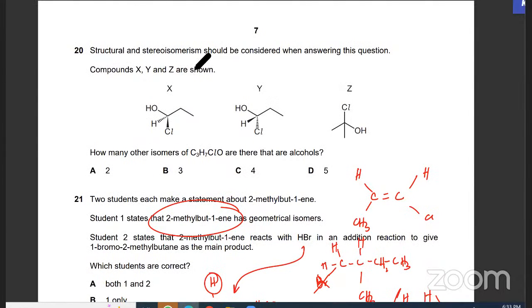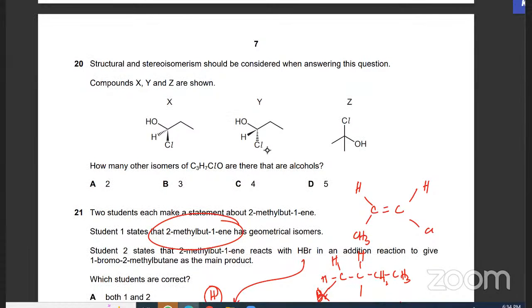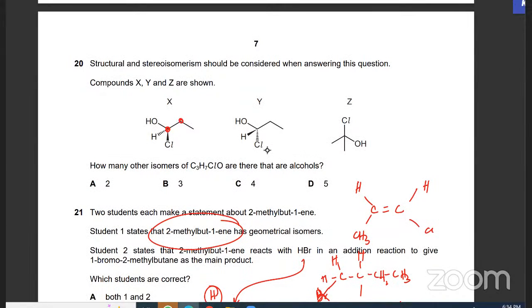As in the previous one, structural isomers should be considered in answering this question. Compounds X, Y, and Z are shown. How many other isomers of C3 are there that are alcohols? I think these are mirror images. This one is a tough one because you have to draw all of them. How many carbons do we have to begin with? That's 1, 2, 3.